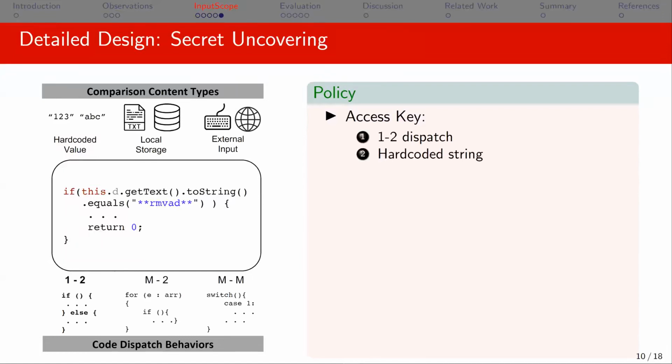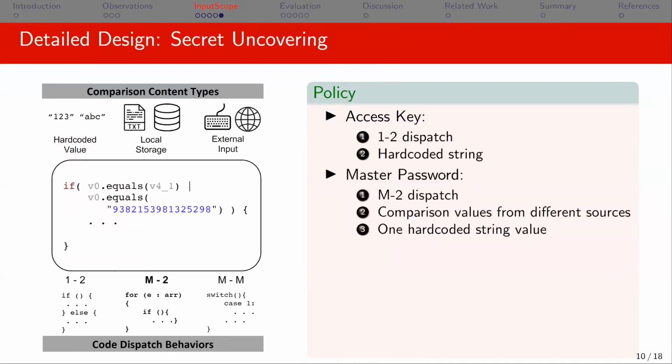In addition, the access keys have many functionalities. I'll show you later. Second, the policy to identify a masked password is that it has many to 2 dispatch. Comparison values are from different sources. One of them is a hard-coded string. The point is that a fixed value can override the values from other sources to perform the same action, just like this example. So we call it a masked password.